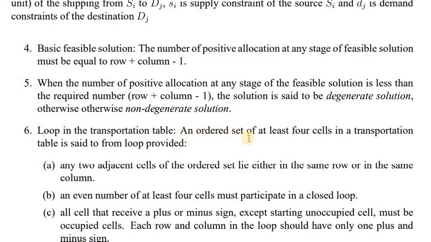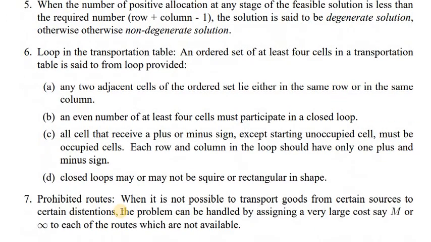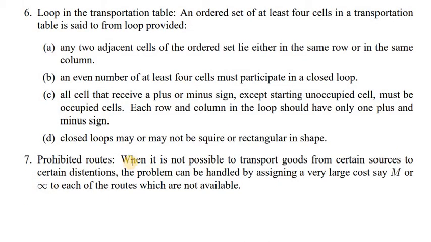An ordered set of at least 4 cells in a transportation table is said to be a loop, provided any 2 adjacent cells of the ordered set lie either in the same row or the same column. An even number of at least 4 cells must participate in the closed loop. All cells that receive a plus or minus sign, except the starting unoccupied cell, must be occupied cells. Each row and column in the loop should have only 1 plus and 1 minus sign. A closed loop may or may not be of square or rectangular shape. Prohibited routes are denoted by infinity or a very large M value.